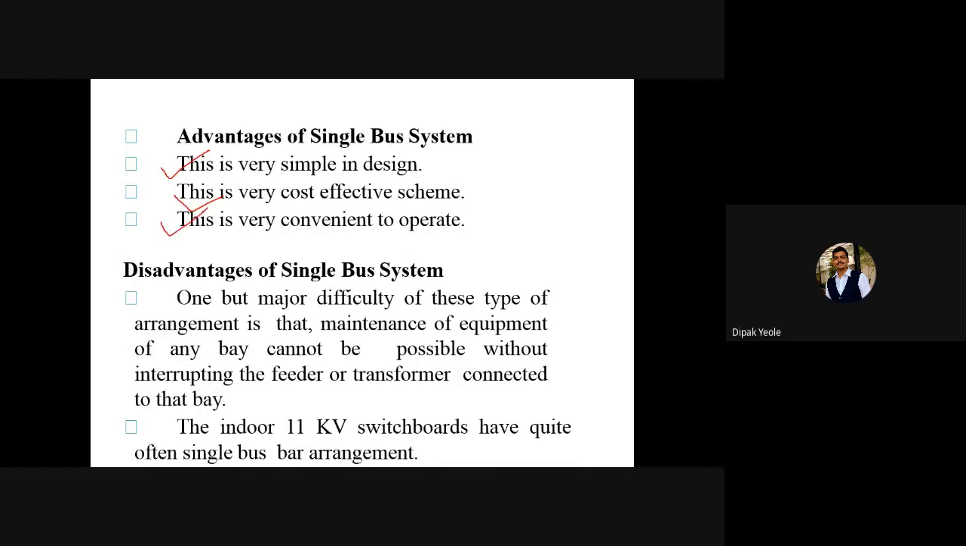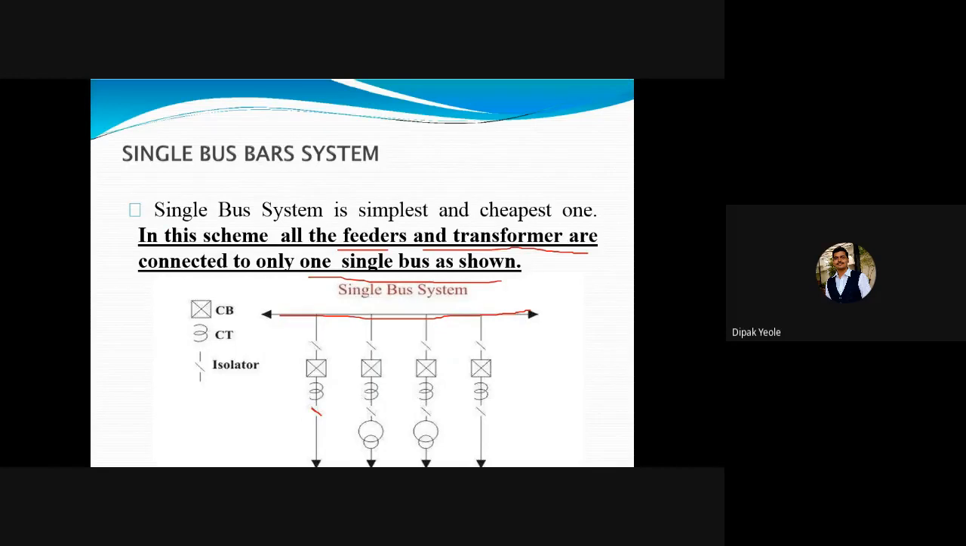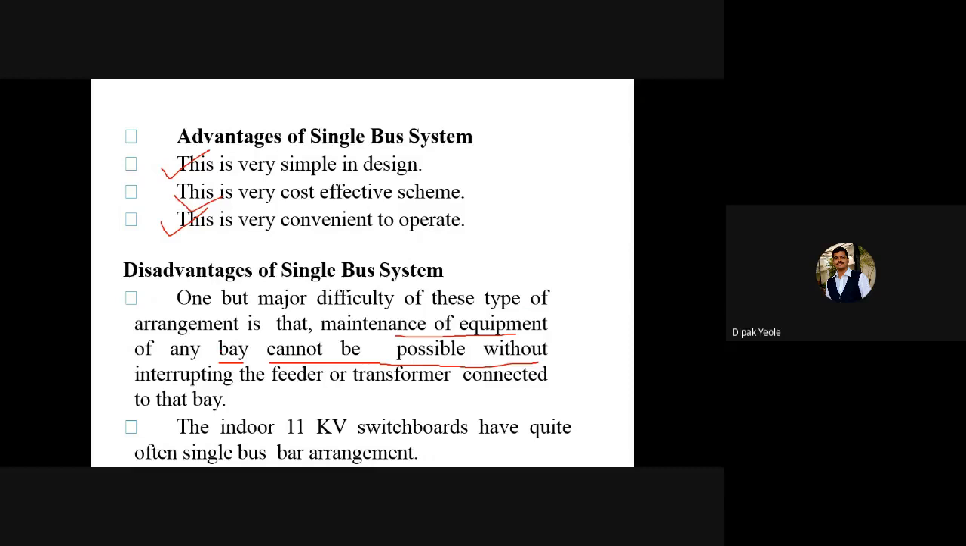But obviously there is a disadvantage. One major difficulty of this type of arrangement is that maintenance of the equipment of any bay, that is a particular line, cannot be done without interrupting the feeder or transformer connected to that bay. So if you want to do maintenance of this particular bay, there is no possibility of a disconnector available over here. So this is a disadvantage of this scheme. The indoor 11 kilovolt switchboards often have a single bus bar arrangement.